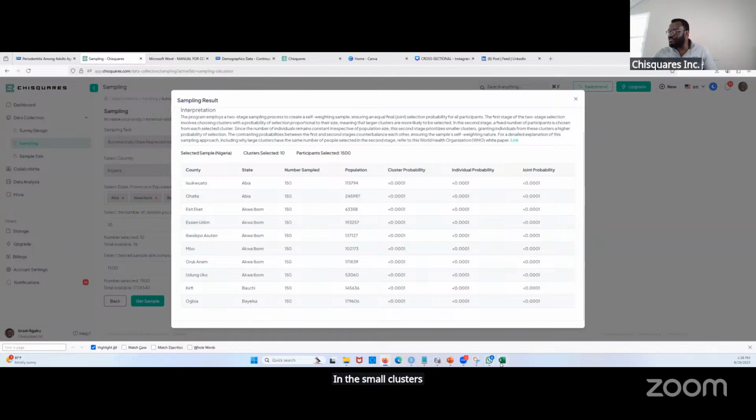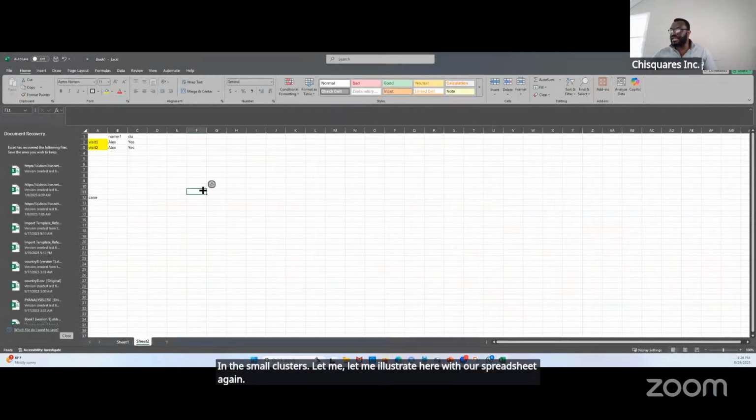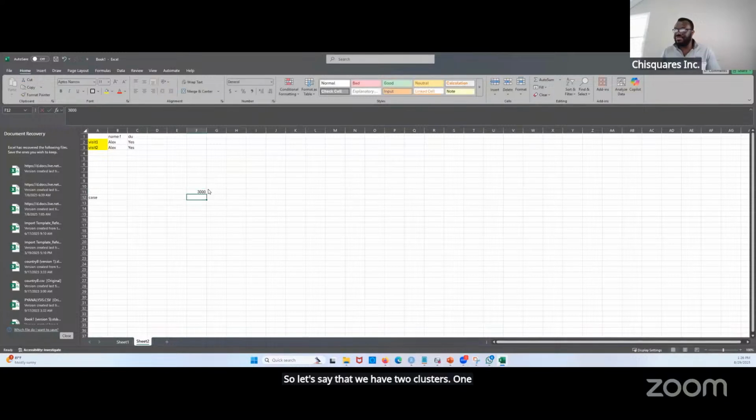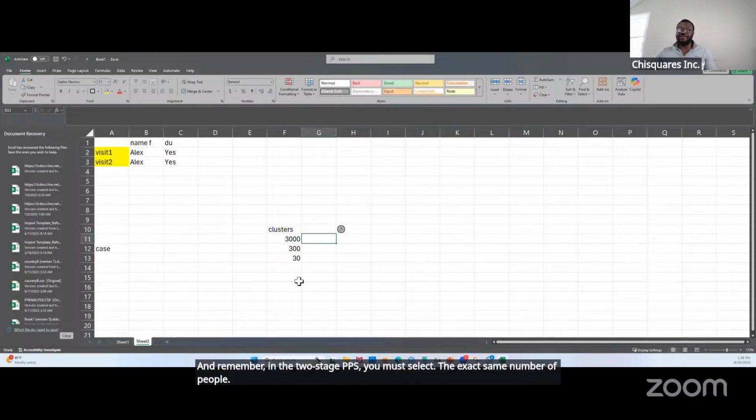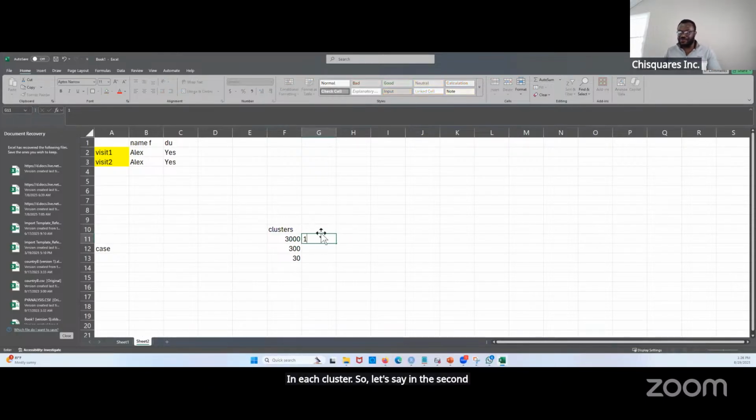Let me illustrate here with our spreadsheet again. So let's say that we have three clusters. One has 3,000 people, the other one has 300 people, the other one has 30 people, right? And remember, in the two-stage PPS, you must select the exact same number of people in each cluster. So let's say in the second stage, we selected 10 people here, 10 people here, and 10 people here, as is the requirement for a two-stage PPS. Now, what does that mean? What is the probability of selection? This means that here, this is 10 over this.